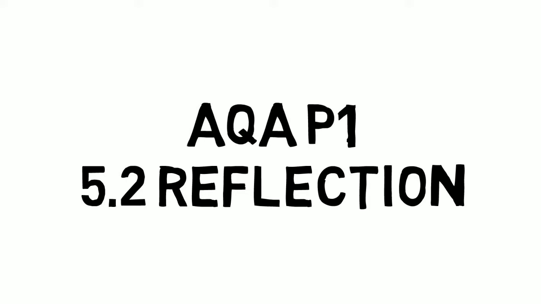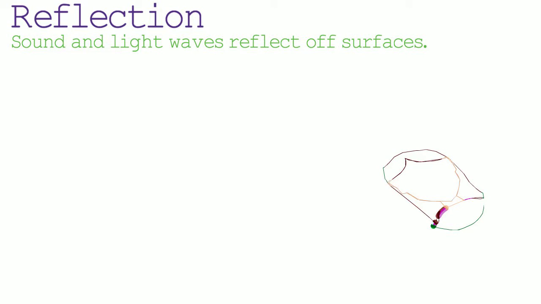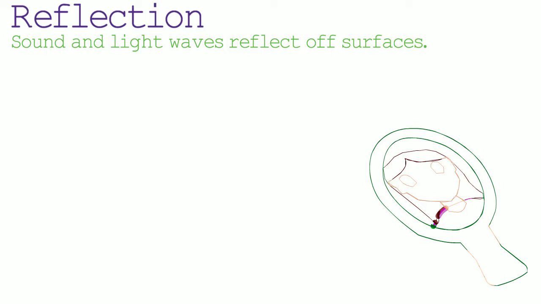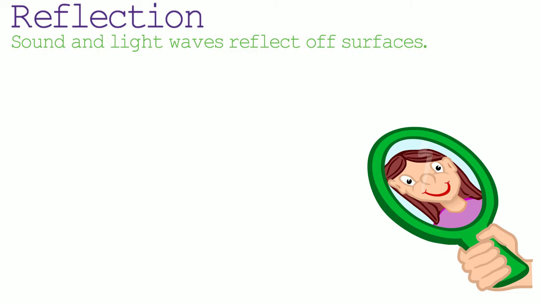Waves can have their directions change when they meet an object by reflection, refraction or diffraction. Today we're going to be focusing on reflection. Sound and light waves reflect off surfaces. Light is reflected off surfaces into our eyes, and this is why we are able to see objects.